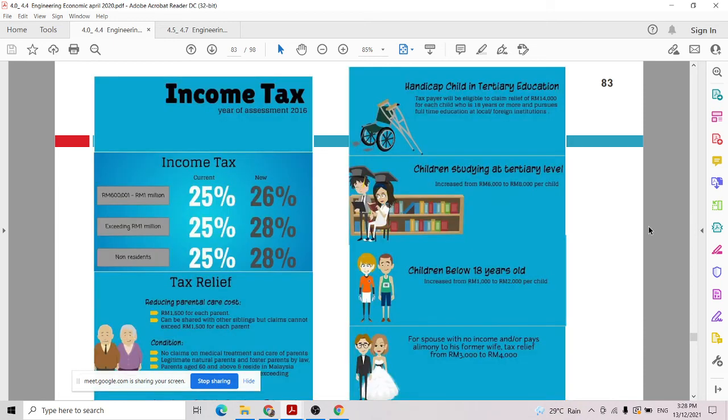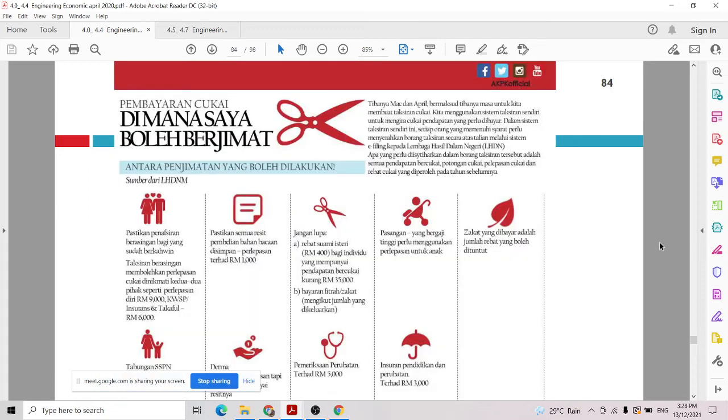This is about income tax. If you are a resident individual in Malaysia, it's about 25 to 28%. The 28% is the increment for the T20. If your income is above 1 million per year, it's about 28%. This is what you can save, the tax relief.